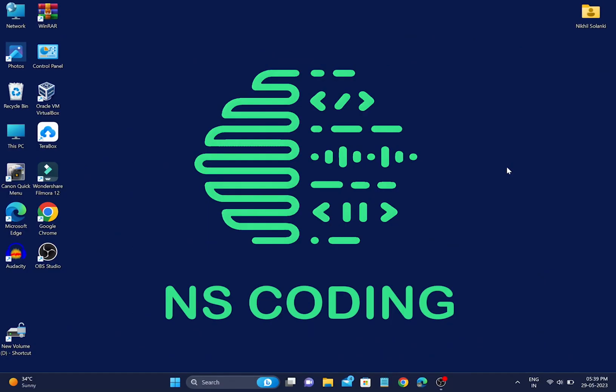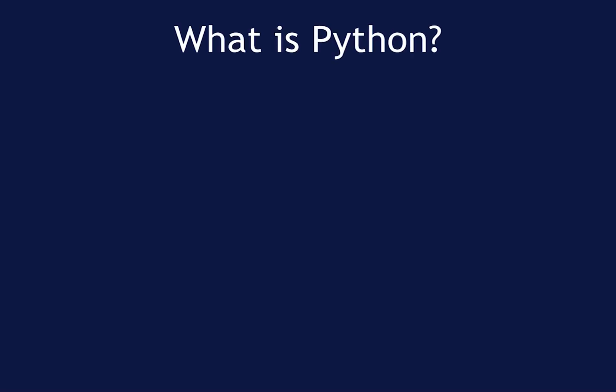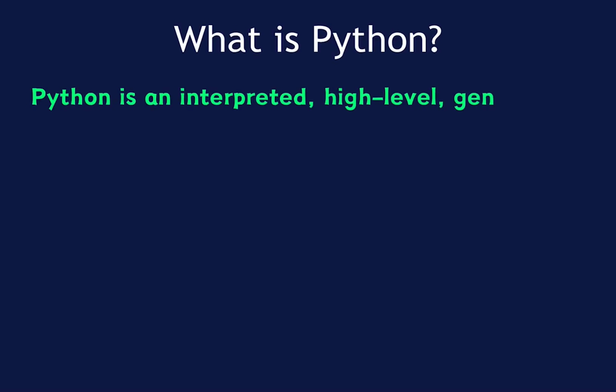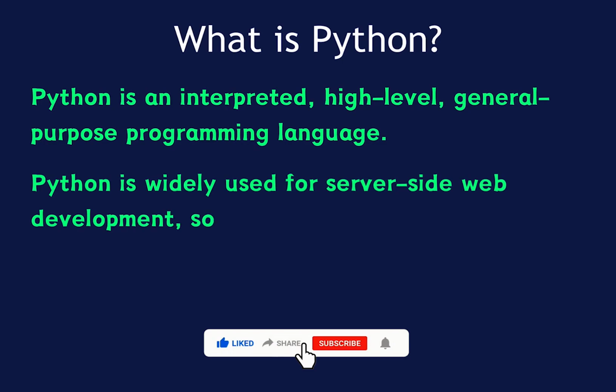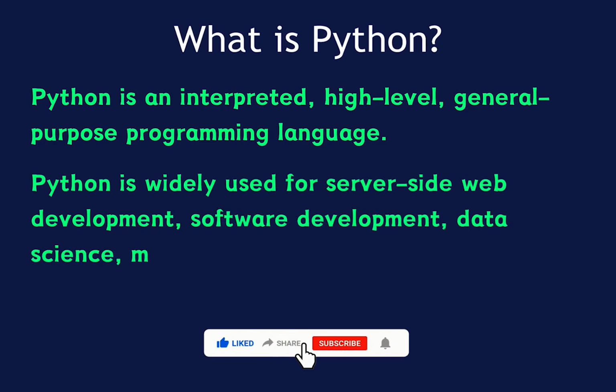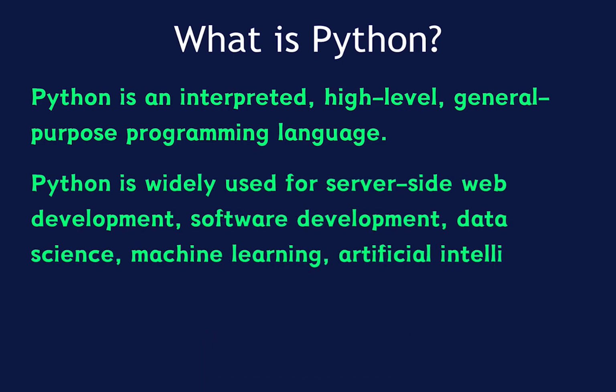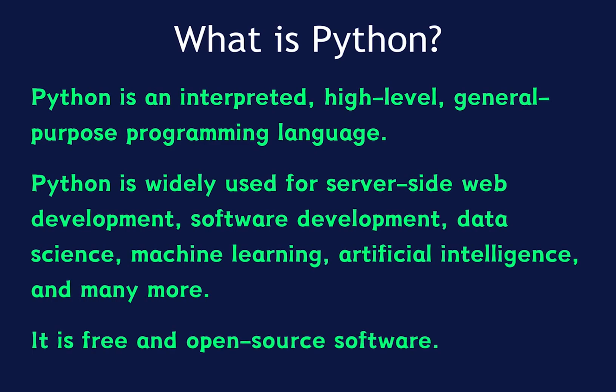Before starting, we will get to know something about Python. So what is Python? Python is an interpreted, high-level, general-purpose programming language. Python is widely used for server-side web development, software development, data science, machine learning, artificial intelligence, and many more. It is free and open-source software.